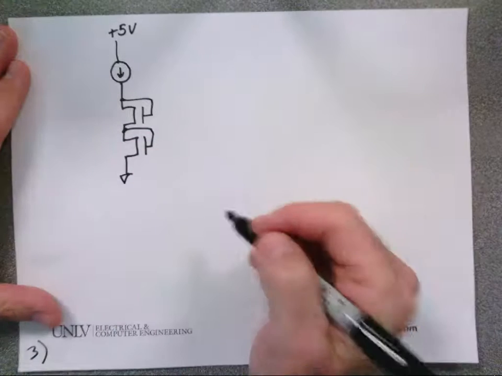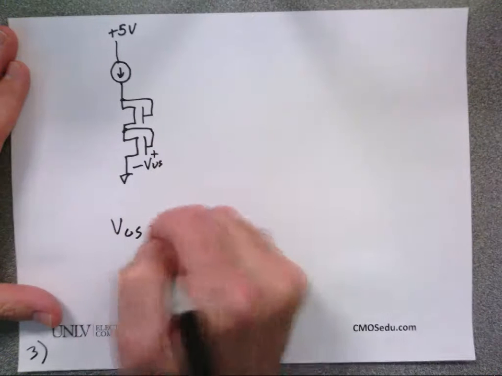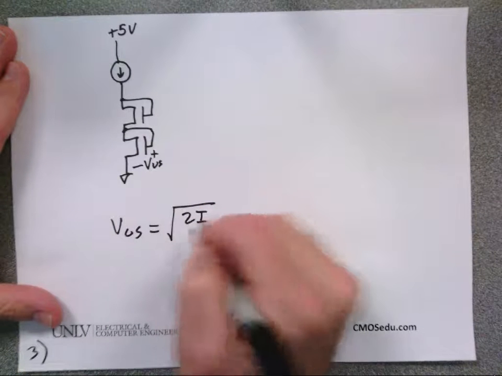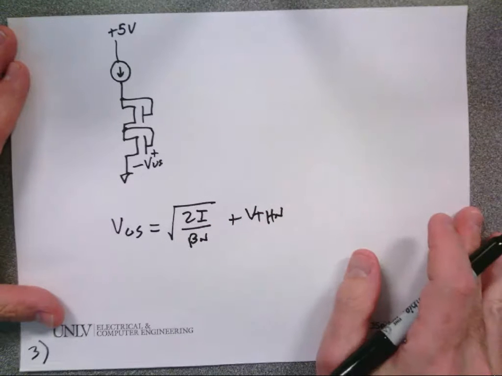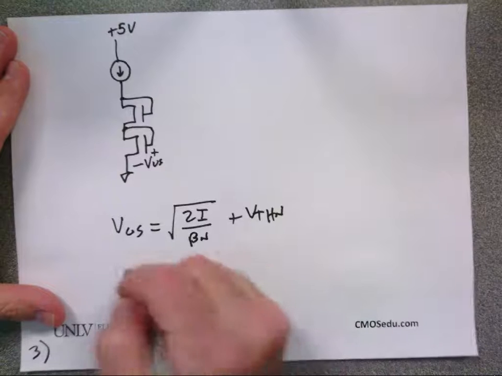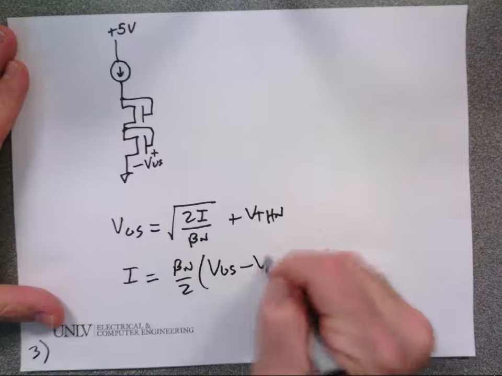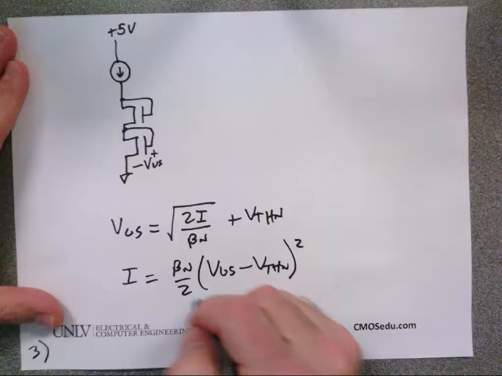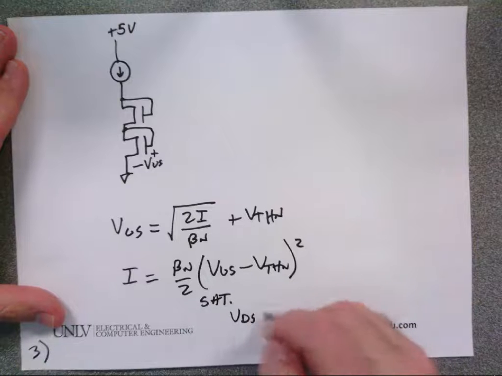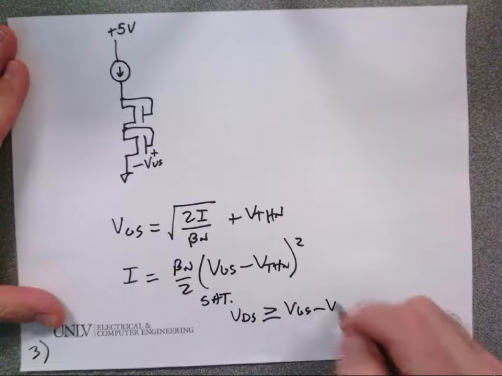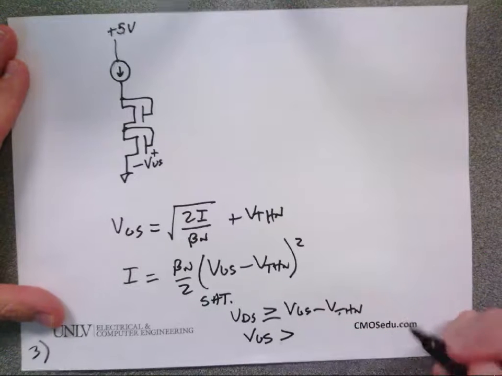Okay. All right, so I got a VGS here. So I can write the VGS is equal to the square root of 2I divided by beta sub N plus V threshold N. How did I get that equation? I just solved this one. And what does it assume? Saturation, which is VDS greater than or equal to VGS minus V threshold N. VGS greater than or equal, greater than what?